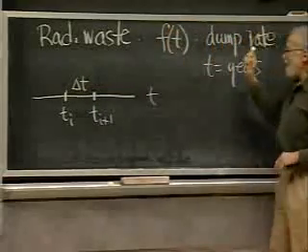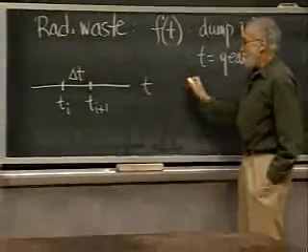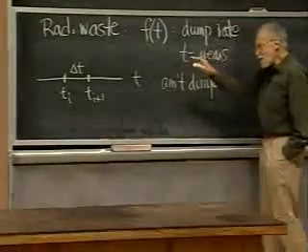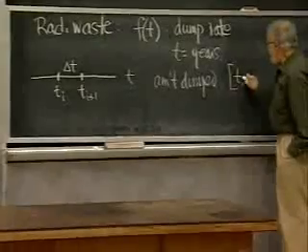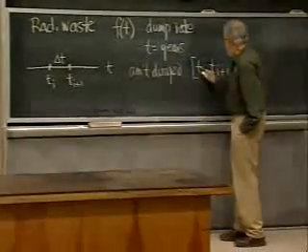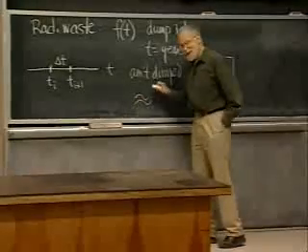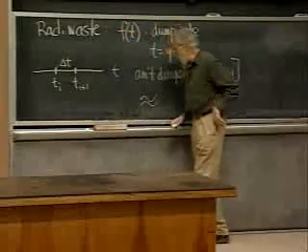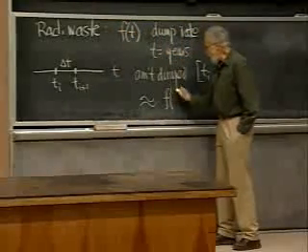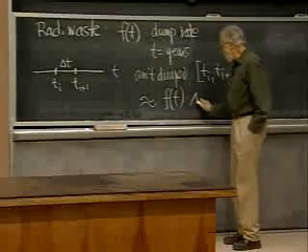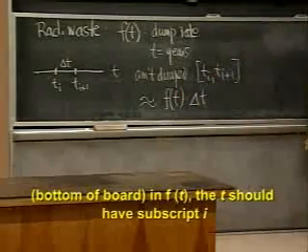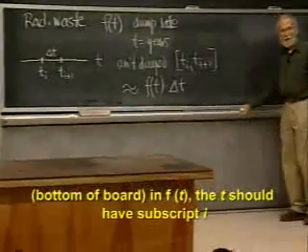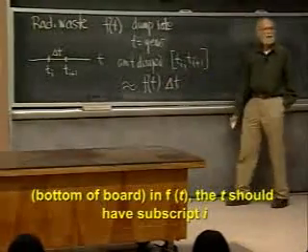To say the dumping rate is f of t means that the amount dumped in the time interval from t_i to t_i plus 1 is approximately, not exactly, because the dumping rate isn't even constant within this time interval, but it's approximately the dumping rate times the time over which the dumping was taking place. That's what I mean by the dump rate. And it gets more and more accurate the smaller the time interval you take.